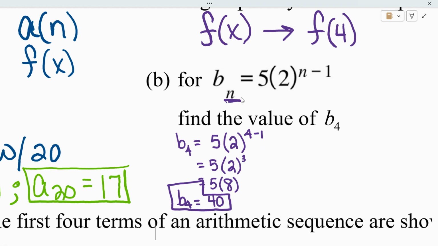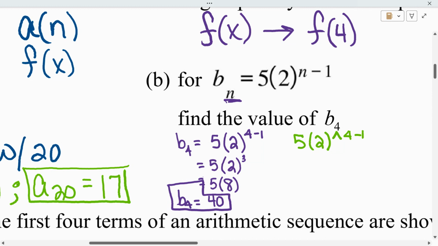You can put it all into your calculator. That's what I was going to say. So if you were to grab your calculator, you can actually just type into your calculator 5 parenthesis 2 parenthesis, and then use your caret button and do 4 minus 1. I want everyone to do that.